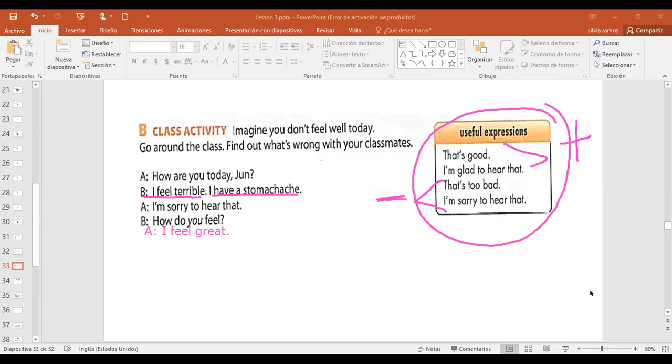Okay, very good. But imagine if Marielos answers, I feel horrible today. What's the useful expression that I can use? That's good, that's too bad. Which one can you use? That's too bad. Very good. So here we're going to use more because this is just an example. Este solo es un ejemplo de la conversación. Right, we have more examples here.